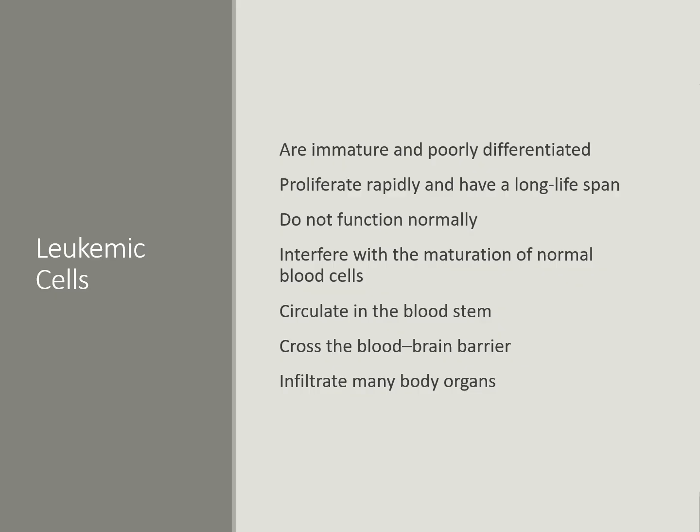They also interfere with the maturation of normal blood cells. The leukemic cells circulate in the bloodstream, so we can do serum tests and find these cells circulating. They can also cross the blood-brain barrier, which is why we can see things like CNS involvement in leukemias, and they can infiltrate many body organs. Again, we see a lot of involvement of the liver and other tissues in leukemia because of the ability of those leukemic cells to infiltrate tissues.